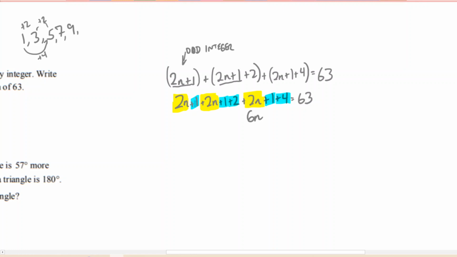And then we'll look at the constant term, plus 1 plus 1 plus 2 plus 1 plus 4. How many is that? 1, 2, 3, 4, 5. 5 and 4 is 9. So this is 6n plus 9 equals 63.